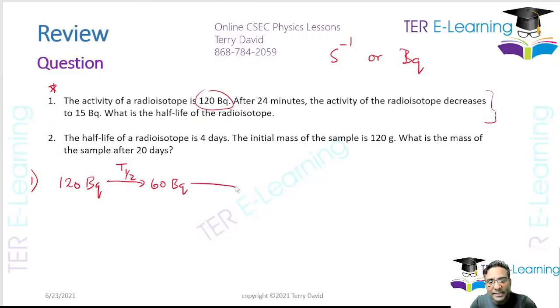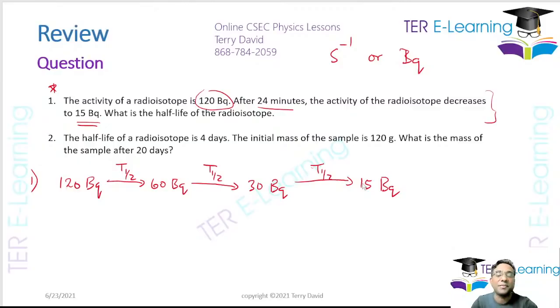Then if I decrease this by half again, that is going to be a second half-life. 60 divided by 2 gives 30 becquerels, right? Now look at what it's saying. The time taken to go to 15 is 24 minutes. So I'm going to decrease this by a next half-life. Half of 30 is going to give me 15 becquerels. So therefore, I have gone through another half-life. Now remember, half-life is a time interval here, guys.